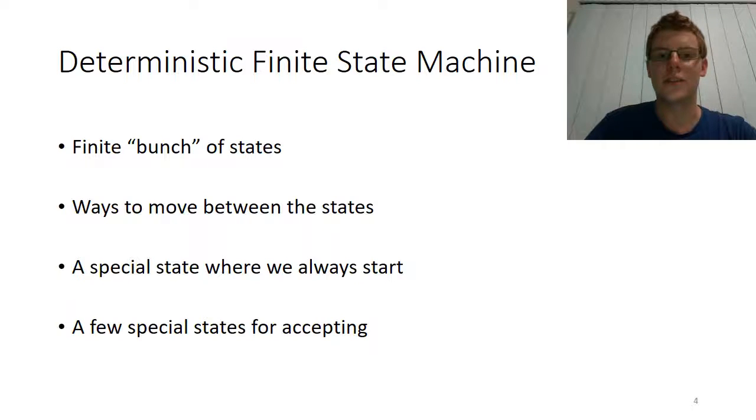The simplest of these machines that we will talk about in this course is the Deterministic Finite State Machine, or DFSM. It consists of a finite set of states, ways to move in between the states, which we will call transitions, a special state in which we always start the machine whenever it does a computation, and a few special states which the machine uses to decide if it accepts the given string or not once computation is finished.